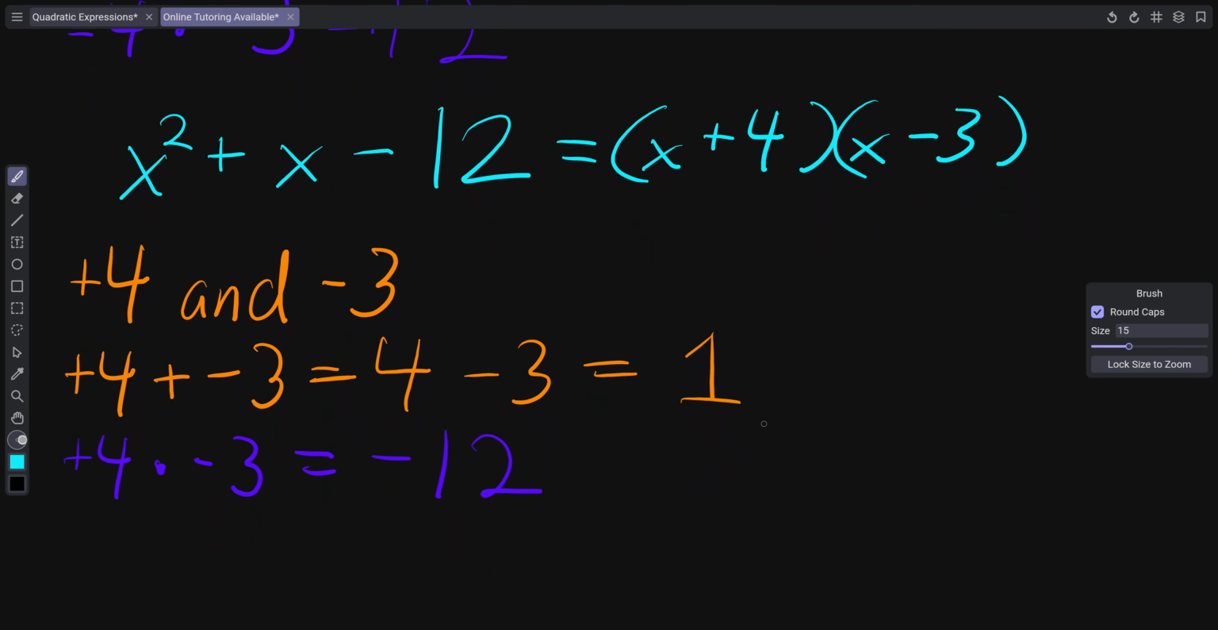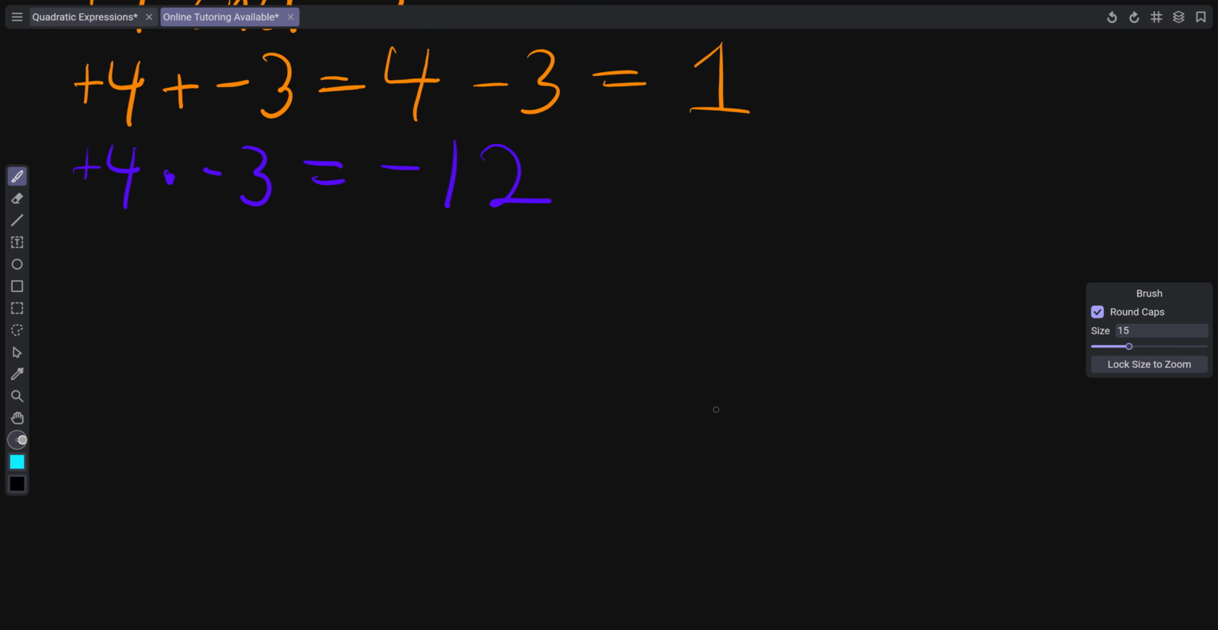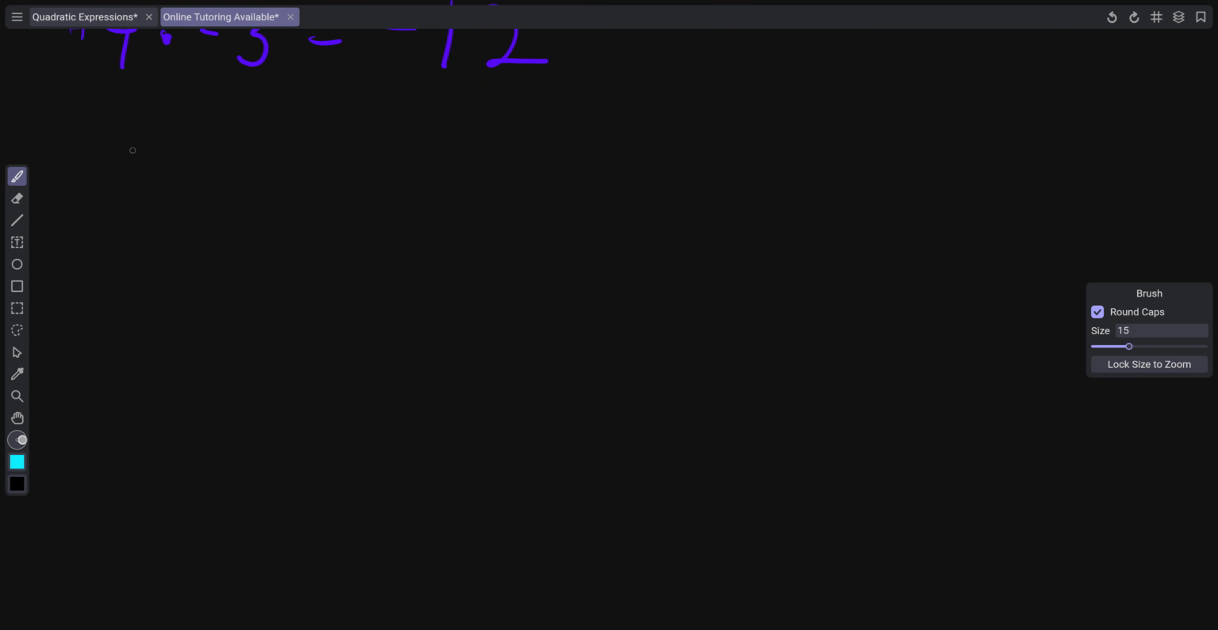I'm going to give you one more example. Let's say we had x squared minus 5x minus 24. We ask ourselves the same question, so we see here that we have negative 5, and we also have a negative 24, so we have two negatives, and we ask ourselves which numbers will add to create negative 5 and will also multiply to create negative 24.